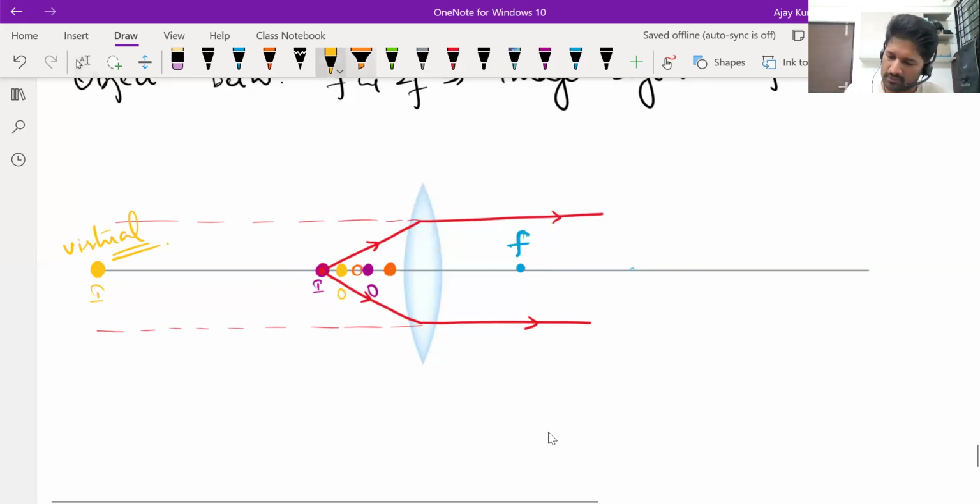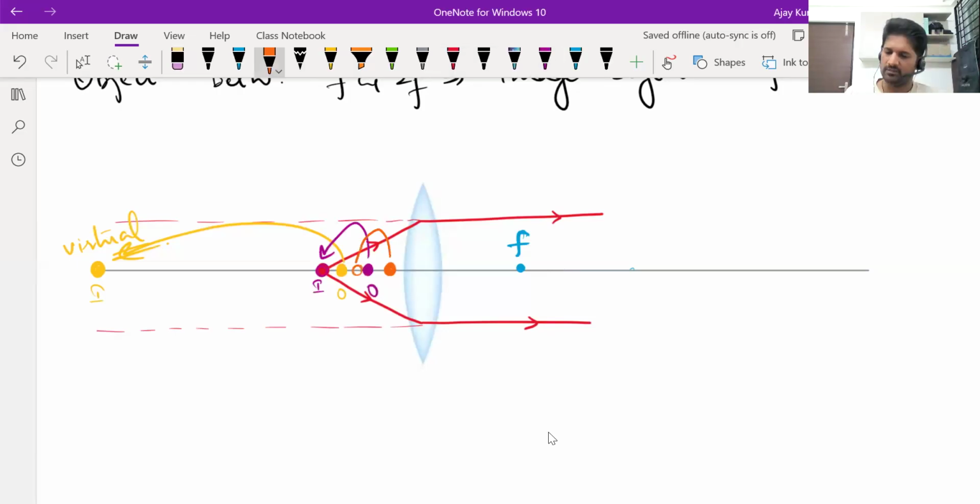Okay, for the yellow object, this is the image. For the purple one, this is the image. For the orange one, this is the image. Okay, image forms beyond the object itself, but on the same side, it's a virtual image.